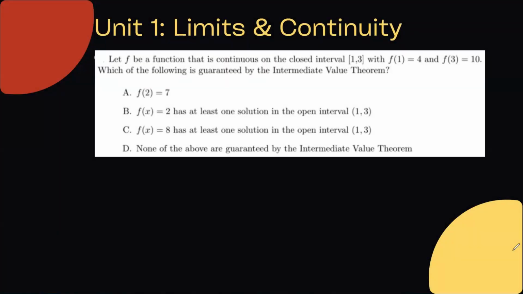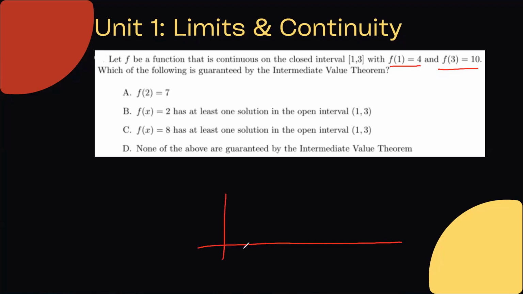Let f be a function that is continuous on the closed interval from 1 to 3 with f of 1 equal 4, f of 3 equals 10. Which of the following is guaranteed by the intermediate value theorem? Remember, the intermediate value theorem says that if a function is continuous on a closed interval, the function is going to pass through all the y values between the endpoints. It's guaranteed to do that at least once. So f of 1 equals 4 and f of 3 equals 10.